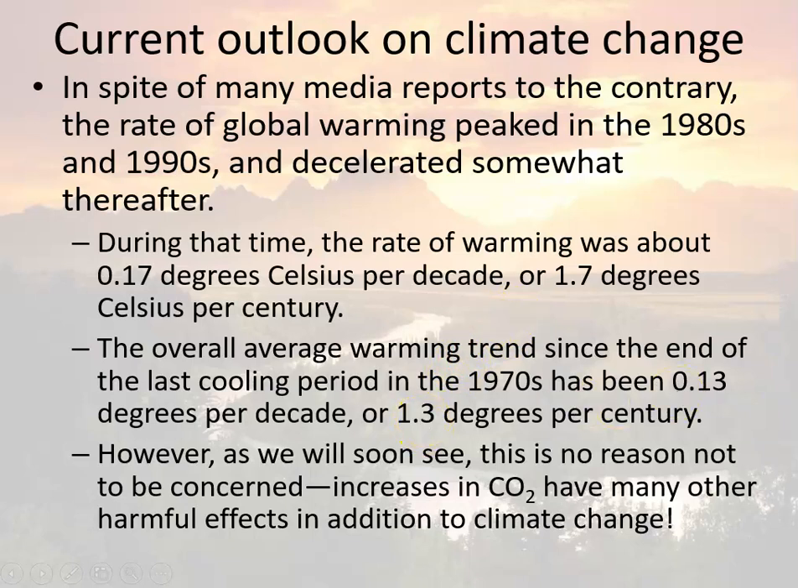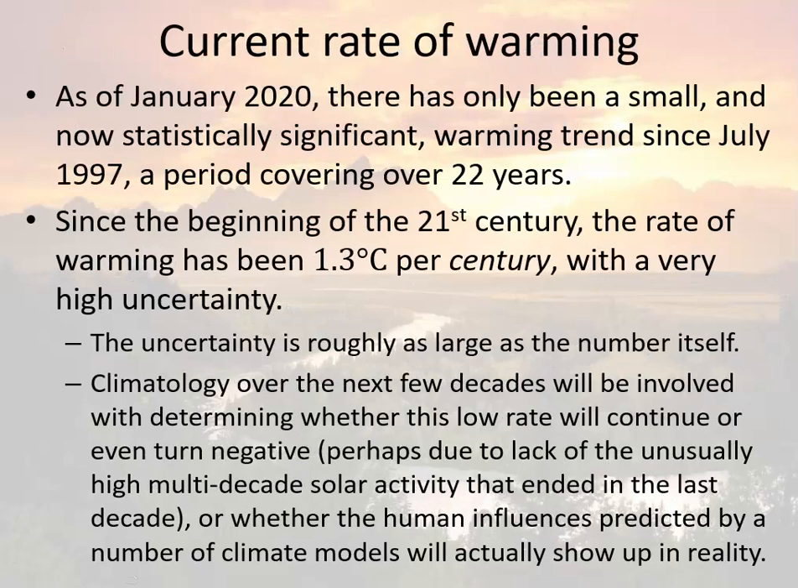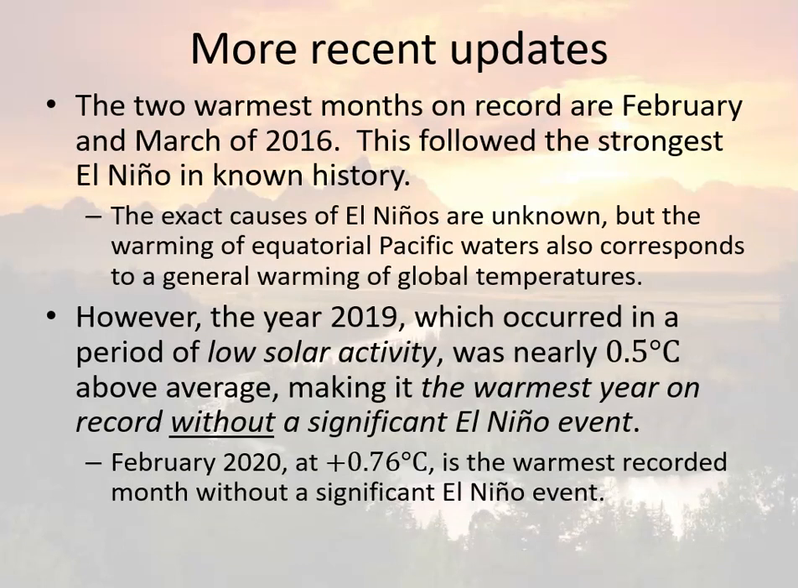So it's never too early to start realizing what we need to change in order to help future generations on this. Now, the current rate of warming is, as I mentioned, about 1.3 degrees per century. There is a high uncertainty on that, at least if you're talking about the past 1 to 2 decades, an uncertainty that's roughly as large as the number itself. So it is statistically significant now, though, especially over the past few years. So climatology over the next few decades will be dedicated to determining whether the low rate will continue or whether it's actually going to start to pick up as human influences become ever more important.